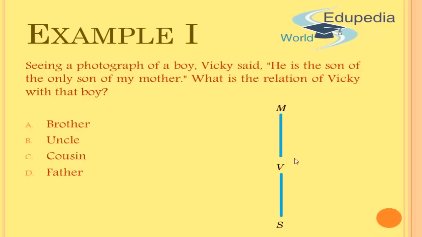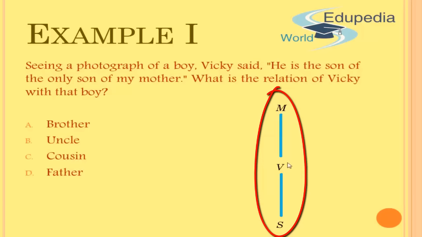So Vicky says he is the son of the only son of my mother. So I'll write V. I'll extend a vertical line upwards. This is a vertical movement. Son of my mother. So my mother means Vicky's mother. So I'll put M over here. So this is the relationship between Vicky and his mother. And only son of my mother means that is Vicky himself.